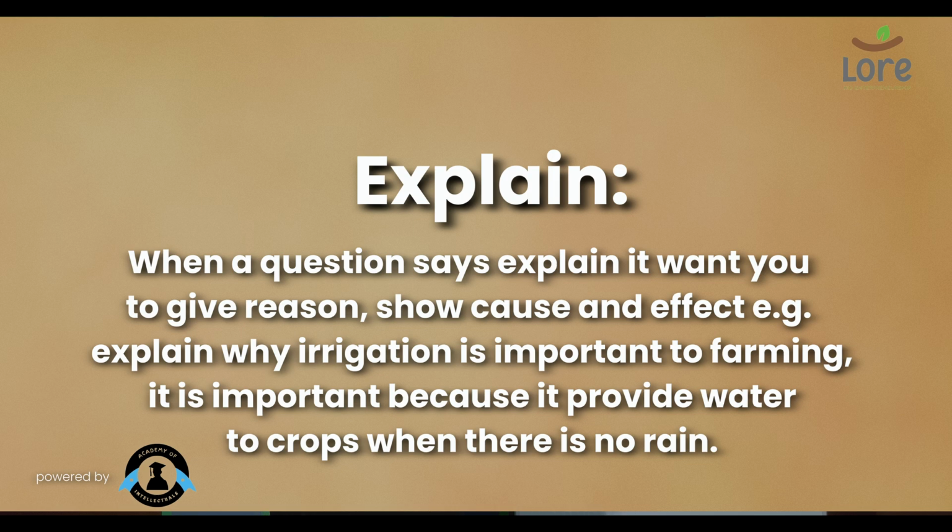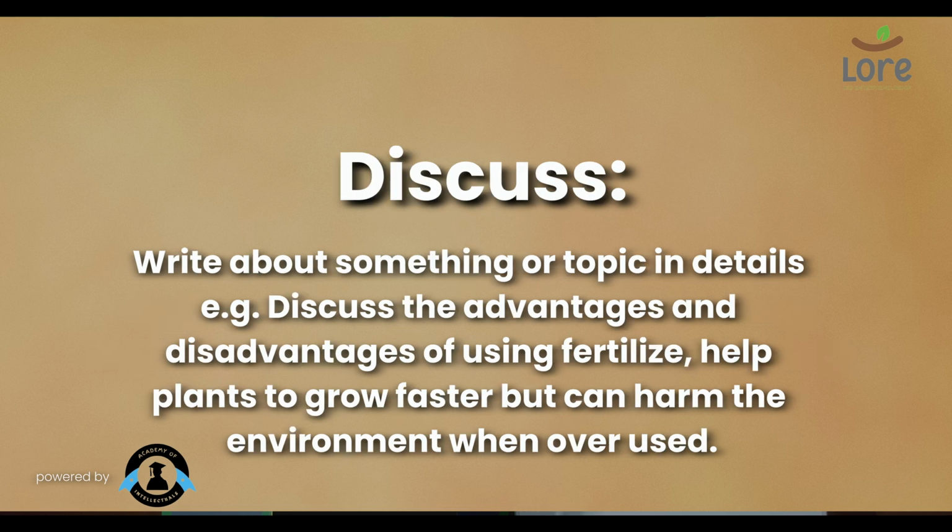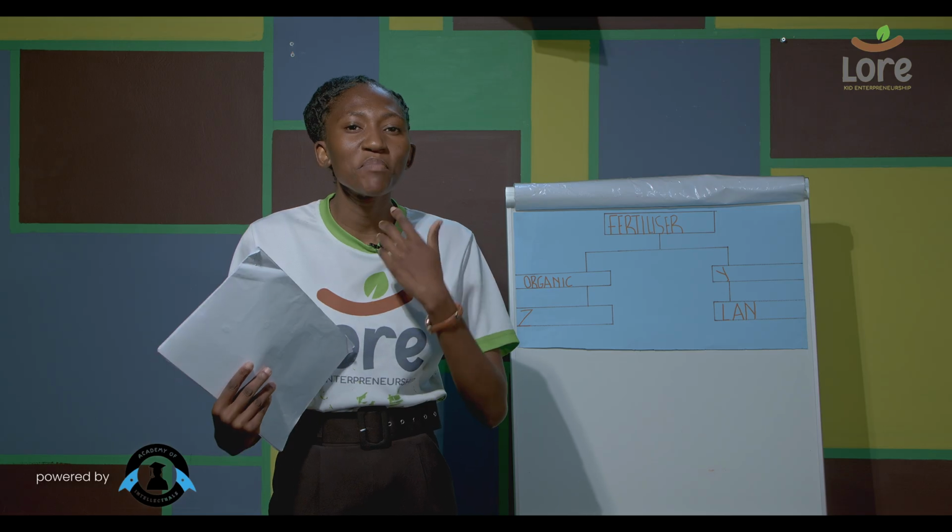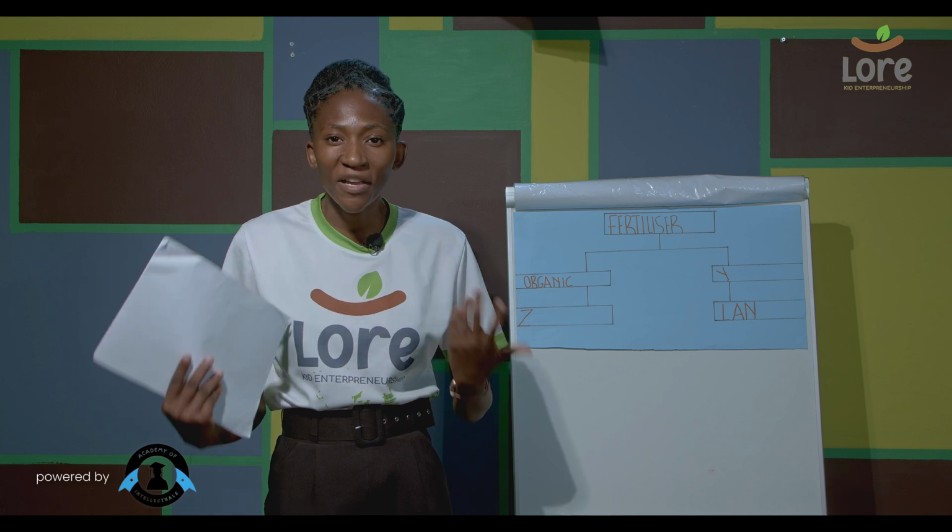And when a question says discuss, it means that we have to talk about a topic in detail. For example, discuss the advantages and disadvantages of using fertilizers. The advantage of using fertilizers is that they give nutrients to our plants, and the disadvantage is that they can lead to land pollution or water pollution when they are not handled properly. And when our land is polluted by those fertilizers, it means that our land is not good for crop farming.